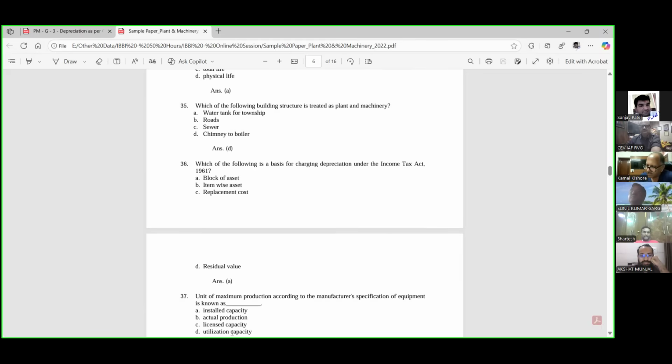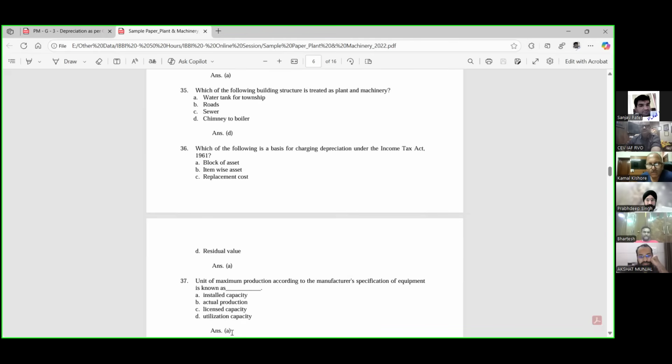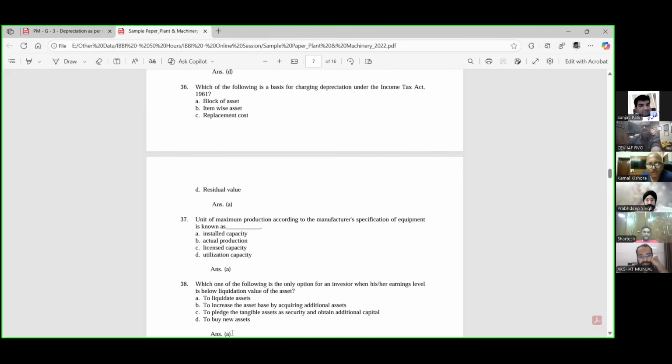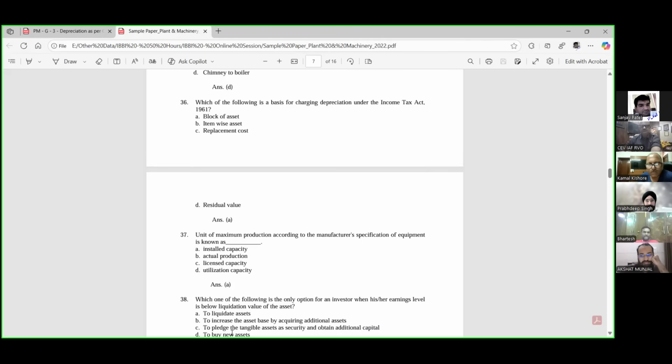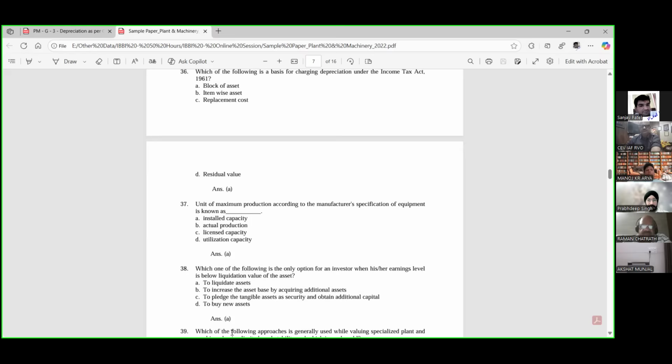Unit of maximum production according to the manufacturer specification of the equipment is known as installed capacity. Yes, okay. Which of the following is an option for an investor when his earning level is below the liquidation value? अगर उसका अर्निंग लिक्विडेशन वैल्यू से कम है तो उसे क्या करना चाहिए? Buy new assets, to liquidate an asset, increase the asset base. ओके, अगर आपकी लिक्विडेशन वैल्यू से कम है तो भाई एसेट बेच के कुछ नया सोचो. To liquidate, ये आंसर, लिक्विडेट.